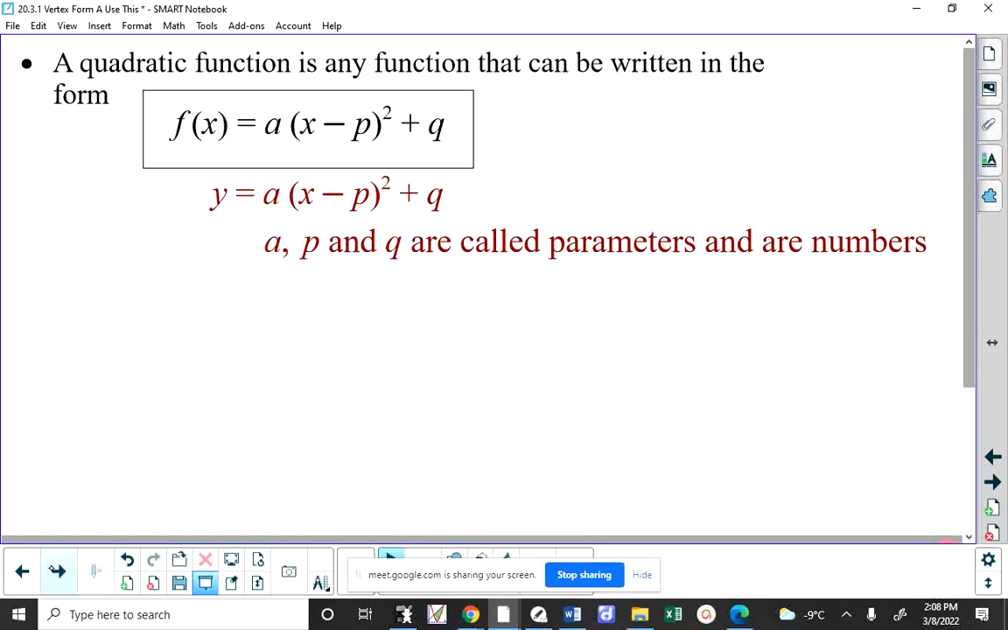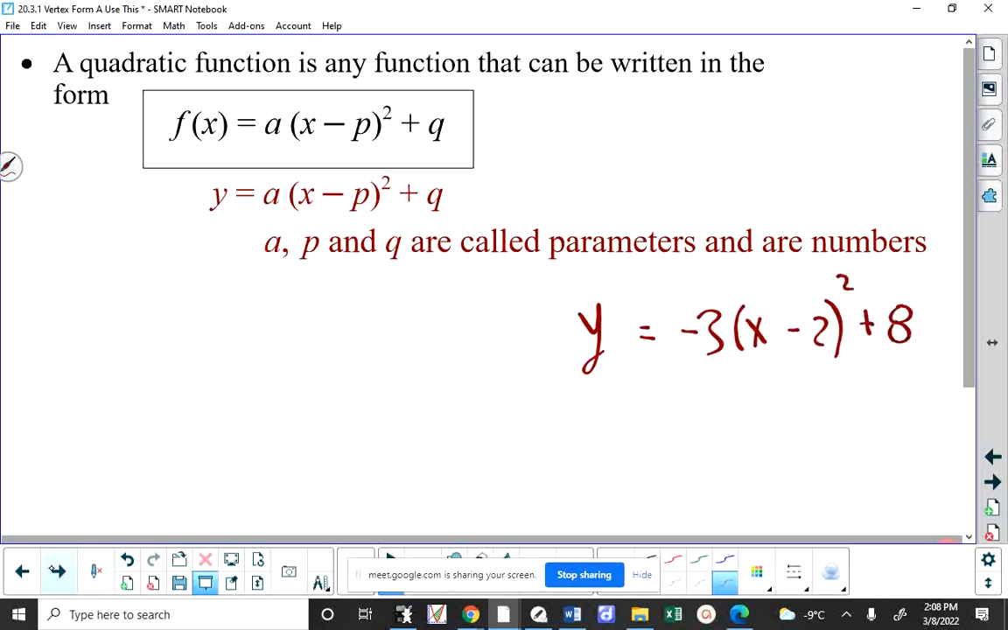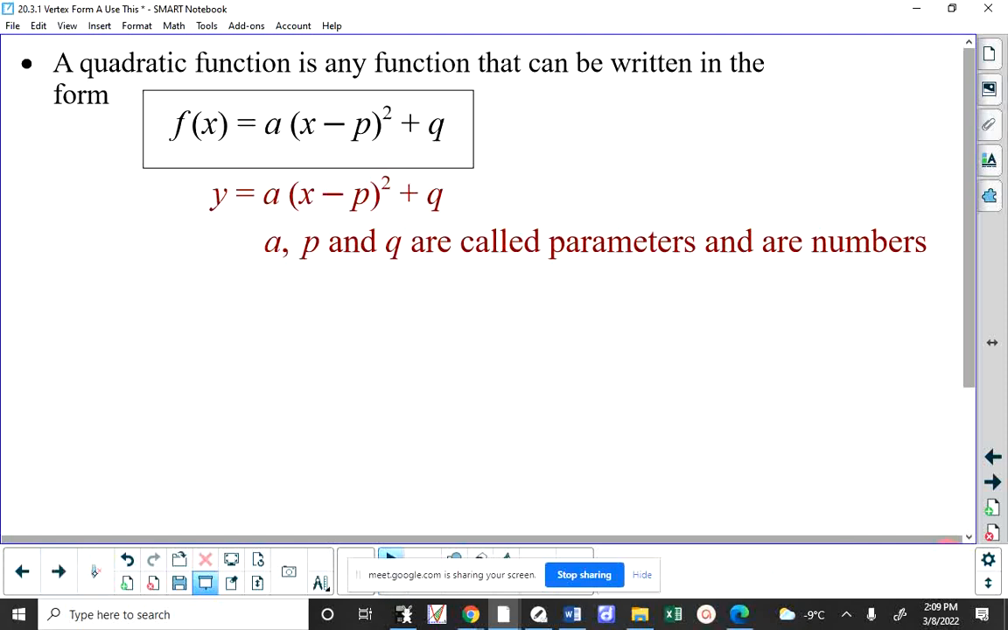So when you have the following quadratic function, y equals negative 3 times x minus 2 quantity squared plus 8, a has a value of negative 3, p has a value of 2, and q has a value of 8. And those three parameters, those three numbers, tell you what the graph looks like, believe it or not. If you know those three numbers, you can construct the graph. And that's what we're going to be really focusing on today. So these things are called parameters, and really all they are are numbers. Each quadratic function has a different set of parameters.